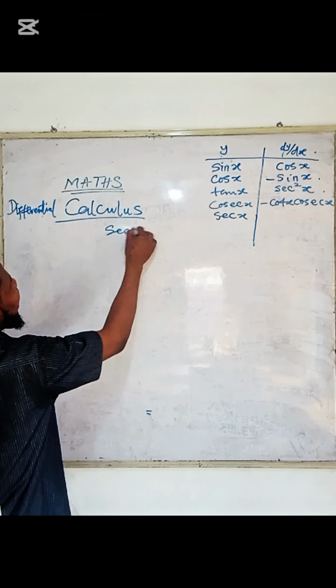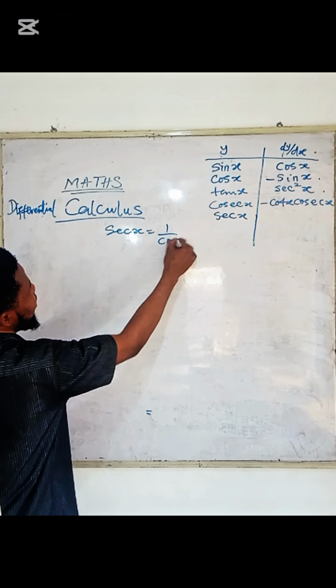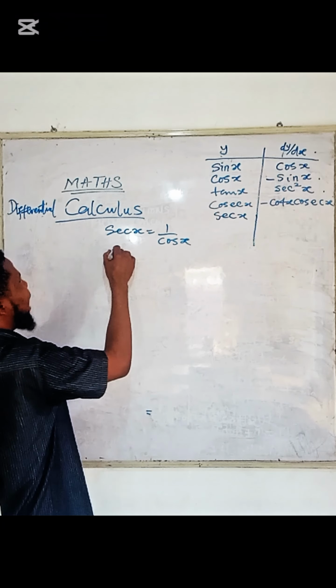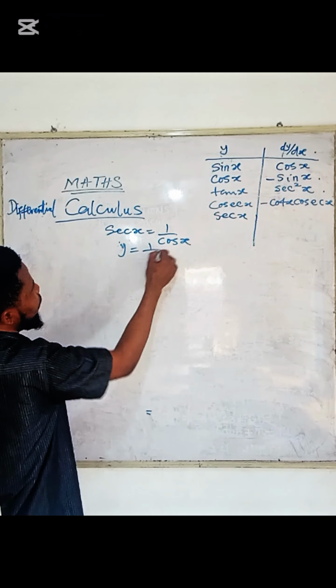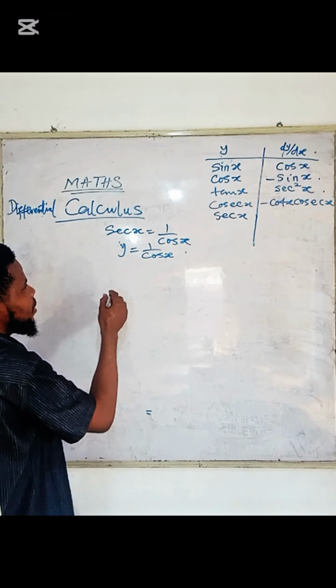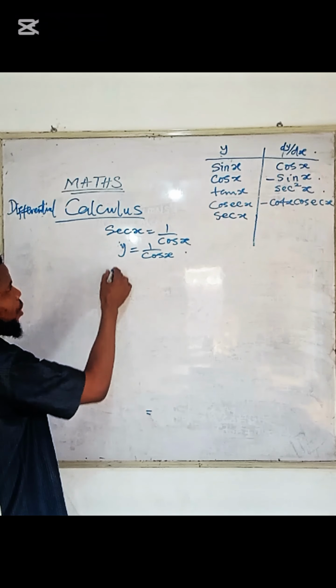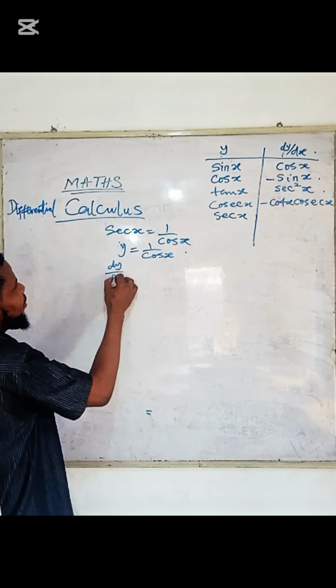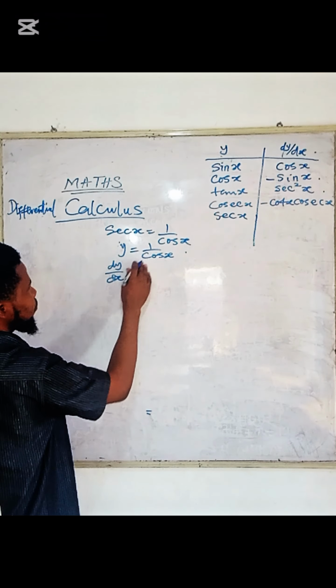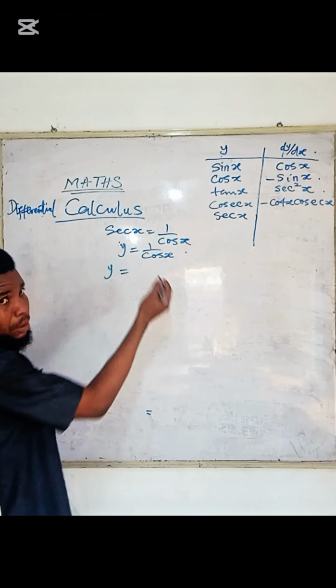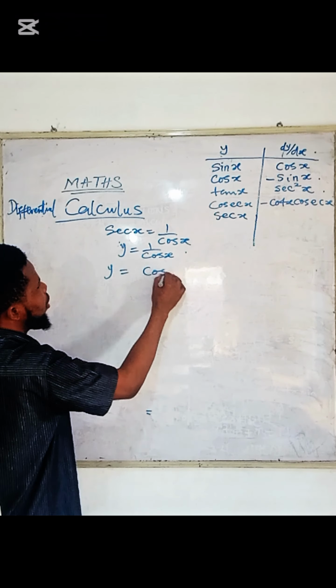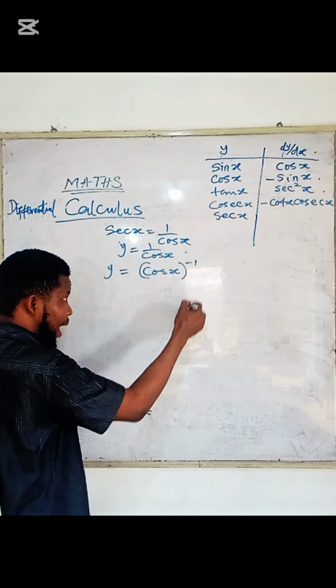Sec S is what? 1 over cos S, right? So when you solve it, that would be what? Y is equal to 1 over cos S, right? So let's solve it in the fastest way. Let me express it again. That would be cos S raised to minus 1, right?